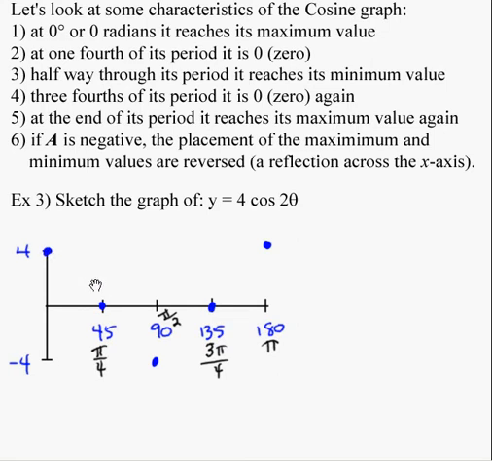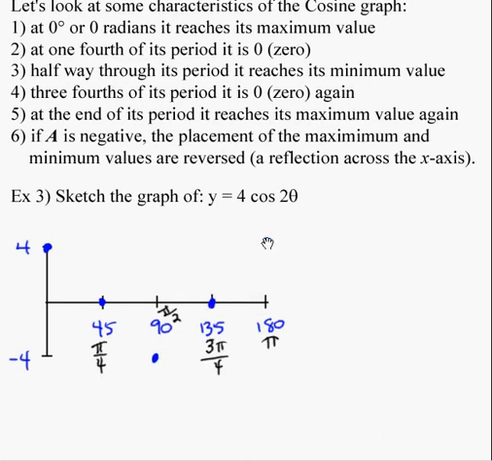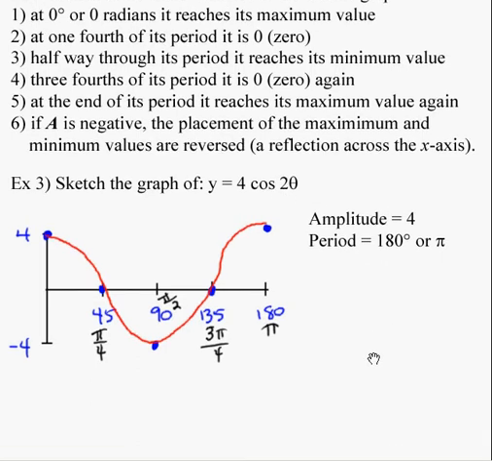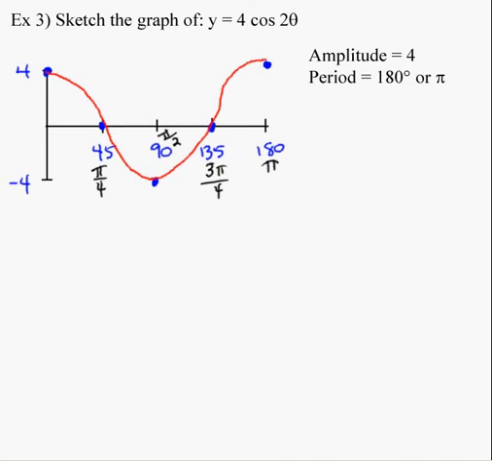Cosine, we said, started at a maximum. A fourth of the way through was 0. Halfway through was a minimum. 3/4 of the way through was 0. And at the end of its period, it hits a maximum again. And so as we sketch those points in, there's that basic U-shaped curve we talked about that the cosine has if we just look at it for its period. So again, for this particular example, the amplitude is 4. The period is 360 divided by the absolute value of 2, or 180.